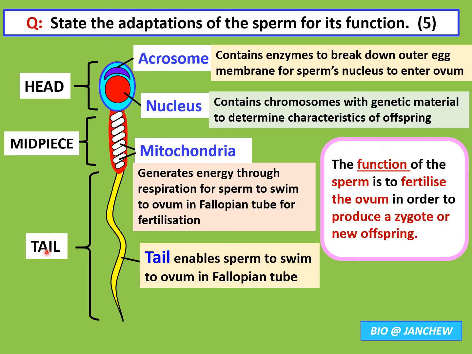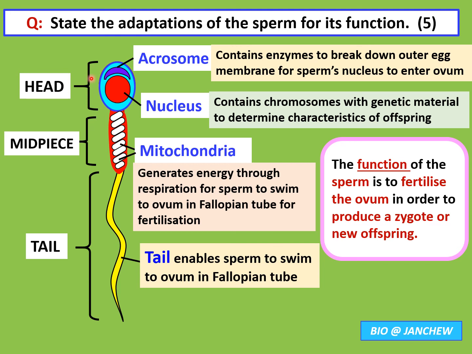Now let's discuss this hot question here. State the adaptations of the sperm for its function, 5 marks. Okay, so the sperm has a few interesting adaptations here. It's a specialized cell, and the function of this cell is to swim up the uterus into the fallopian tube to fertilize the ovum in order to form a diploid zygote.